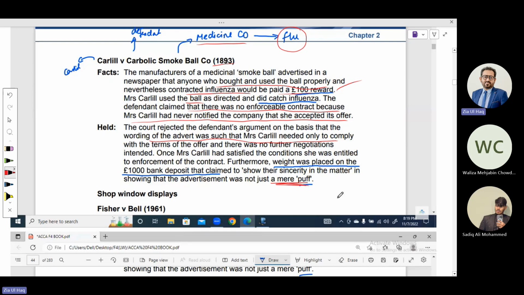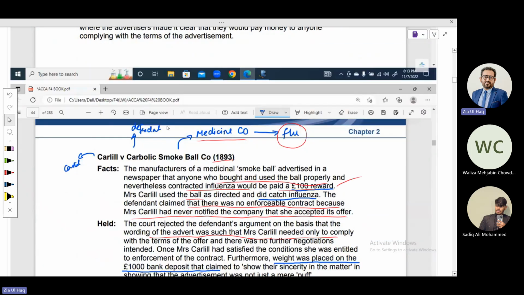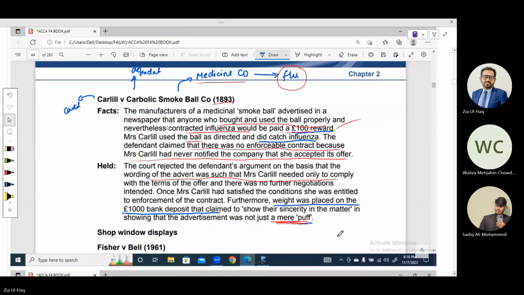So can you understand this concept? An advertisement will be considered an invitation to treat rather than an offer. But if there is no further chance of negotiation, I mean your advertisement is stating clearly, now the other person has to just act. They don't need to negotiate anything. They don't need to know anything. So this will be considered an offer as in the Carlill versus Smoke Ball Company case.